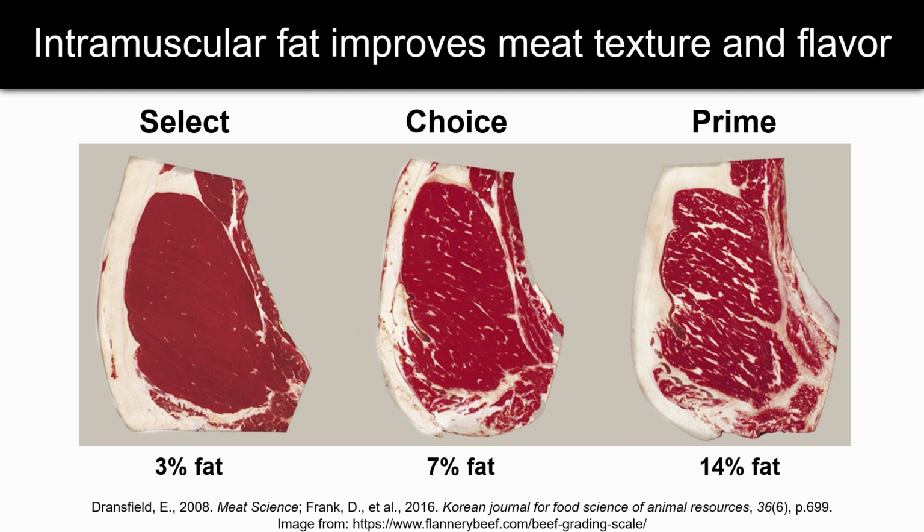But essentially here, I just wanted to highlight how we know that intramuscular fat is important, and we use the levels of intramuscular fat to grade our meat all around the world, because essentially people are willing to pay for meat that has higher levels, given that it improves sensory profiles such as flavor, texture, and tenderness.